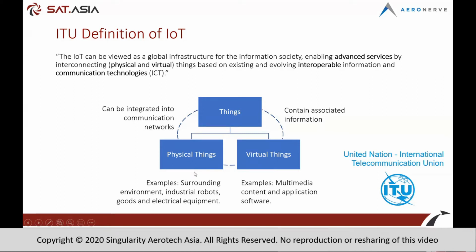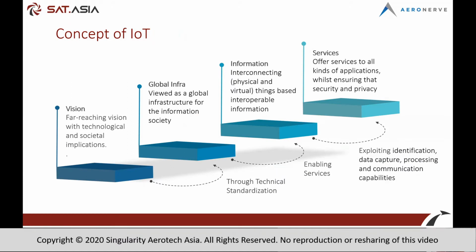And physical things is your surrounding environment, your temperature, your humidity, your robots, your goods, your equipment. So all these are basically integrated into a communication network. And this concept basically starts with a vision, okay? And this is a vision that actually has a very big implication in terms of technology and society.